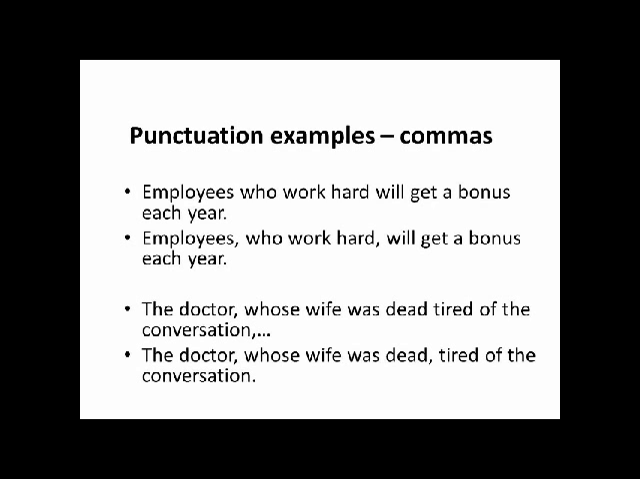The first talks about only the employees who work hard are the ones that will be getting a bonus, and the second implies that all employees will get a bonus, and it gives us some extra information about something that they do. So it's employees will get a bonus. Employees, who work hard, will get a bonus each year. So I hope you can see that the second example is putting some information between commas, which actually means that it's parenthetic information or extra information, or perhaps a comment about the employees. But the main elements of the sentence are employees will get a bonus each year.